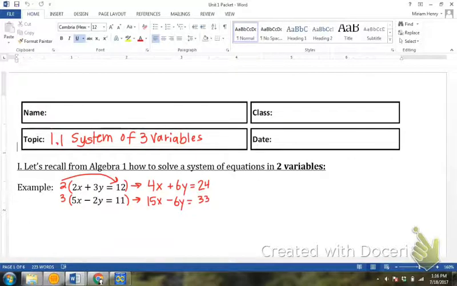What do we do at this point now? We eliminate. That's called adding. We're going to add the two rows together. So I'm going to draw my line. 4x and 15x gives me 19x. We said the 6y's cancel each other out. And then 24 and 33 together, 57. We're going to divide by 19.